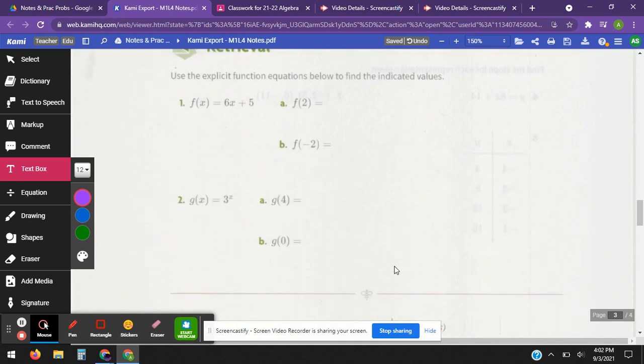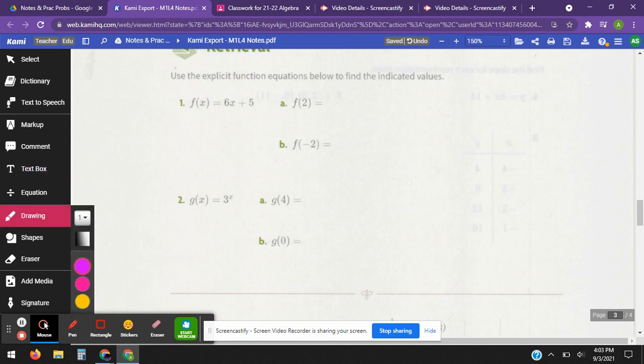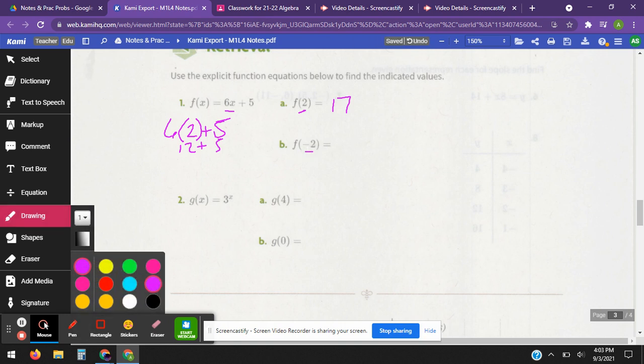All right, retrieval. Let's make sure we know what we're doing for our retrieval. Use the explicit function equations below to find the indicated values. So here, go ahead and do this one. I'm going to substitute a 2 in for x. 6 times 2 plus 5, that's 12 plus 5, which is 17. The next one, I'll do a negative 2. 6 times negative 2 plus 5, that's negative 12 plus 5, which would be a negative 7.